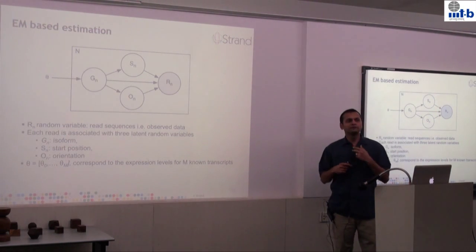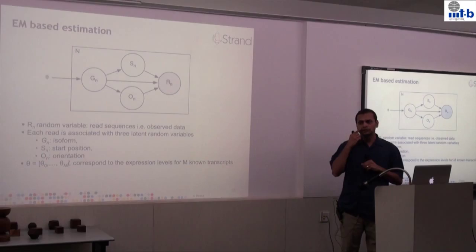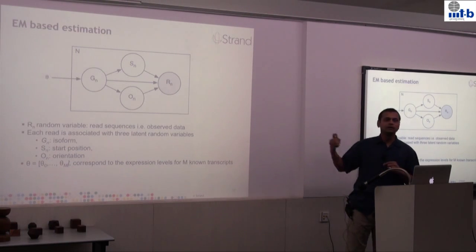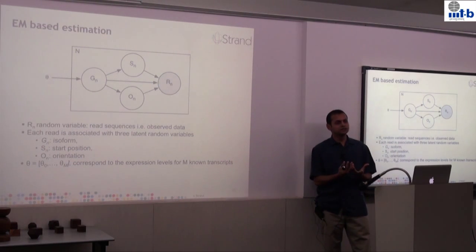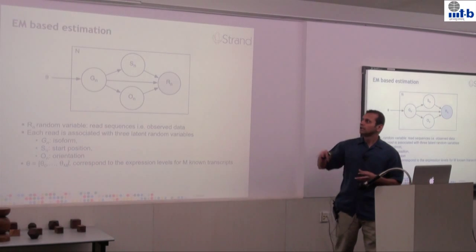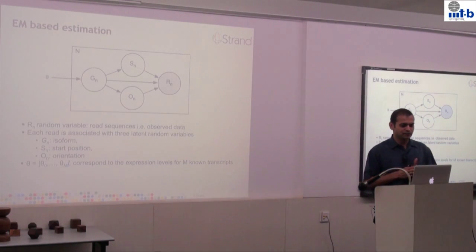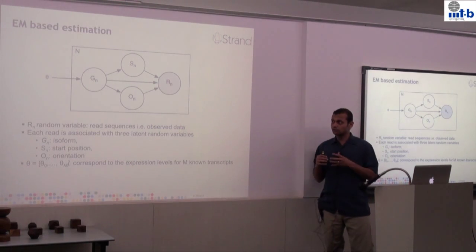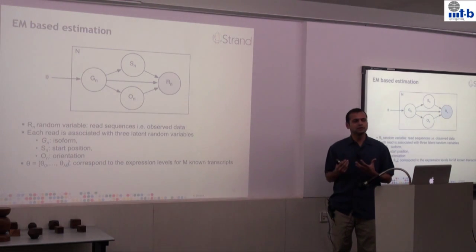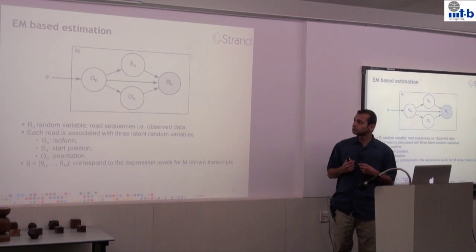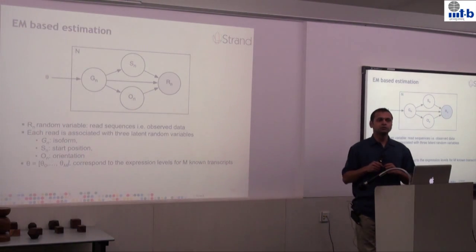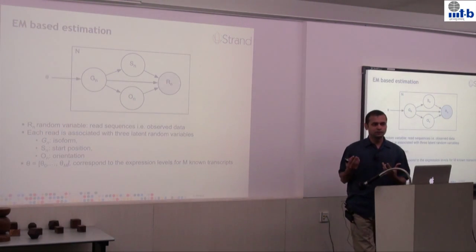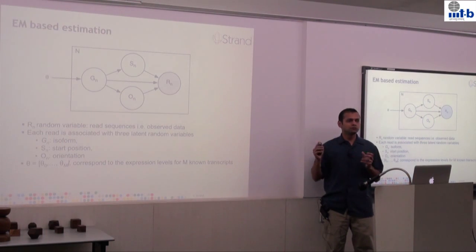So people try to figure out what are the variables that may affect the quantification or the activity of that specific transcript, and they try to make a model out of that. So here theta is the variable that we want to measure. So theta is the activity level of each transcript. Rn is a random variable which is nothing but your data. It's the reads, and let's say you have a total of n reads.